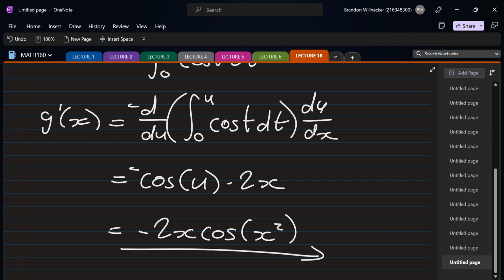Okay, any questions on this? Any questions on the FTC 1 or the FTC 2?